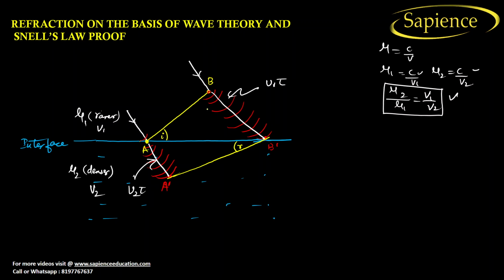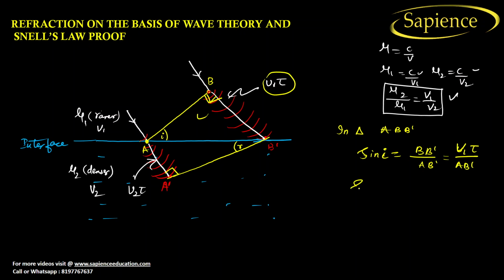Now let us consider this triangle. In triangle ABB dash, sine i. See here, all are perpendicular. Light ray is always perpendicular to the wavefront, so this is also perpendicular. We can observe that sine of angle of incidence i is equal to perpendicular by hypotenuse, that is BB dash divided by hypotenuse AB dash. Now what is the value of BB dash? We can write v1 into time t divided by AB dash. This is equation 1.